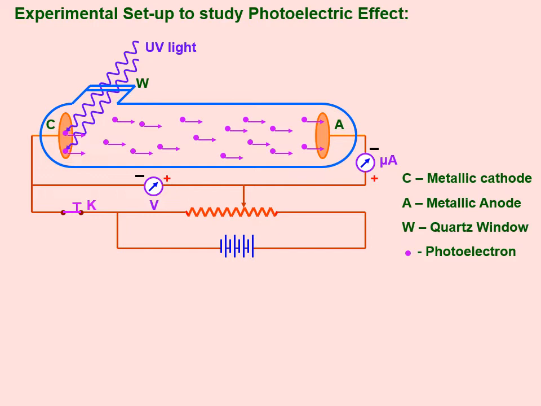Now since plate C is connected to negative of battery and plate A is connected to positive of battery, the plate A will attract negatively charged electrons towards itself and electrons will flow from plate C to plate A. So the flow of electrons from C to A, or we can say the flow of photoelectrons from plate C to plate A, is called photoelectric current.